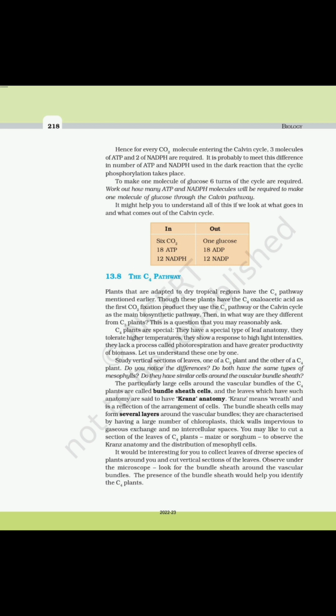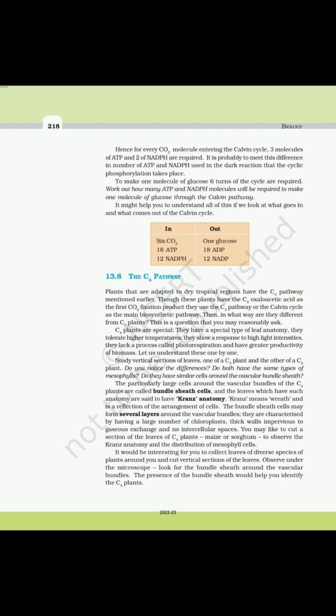The bundle sheath cells may form several layers around the vascular bundles. They are characterized by having a large number of chloroplasts, thick walls, impervious to gaseous exchange and no intercellular spaces. You may like to cut a section of the leaves of C4 plants, maize or sorghum, to observe the Kranz anatomy and the distribution of mesophyll cells.